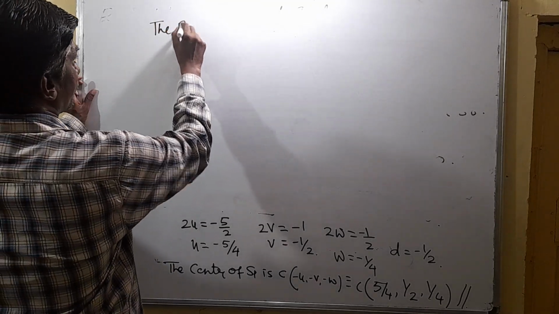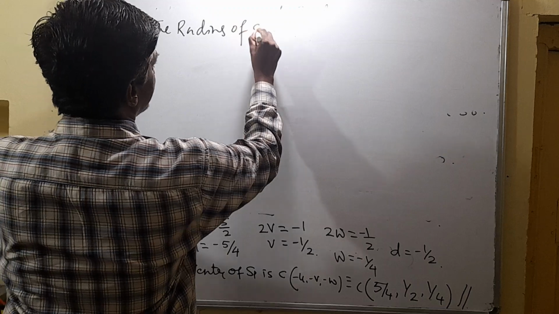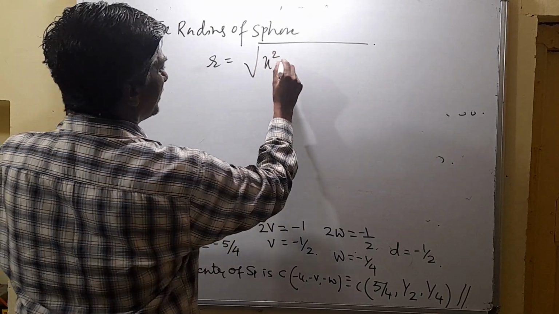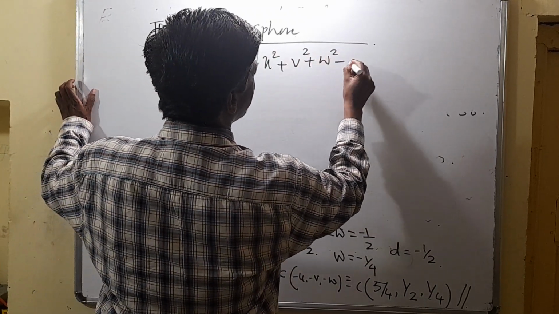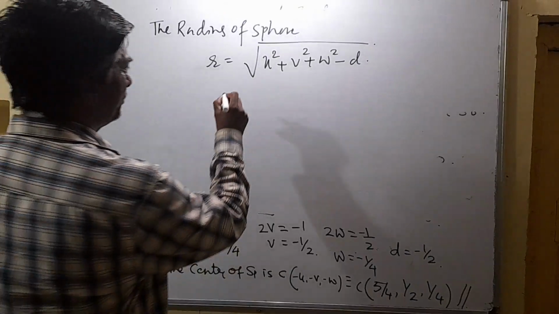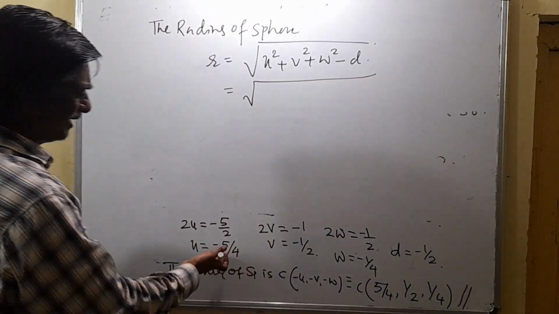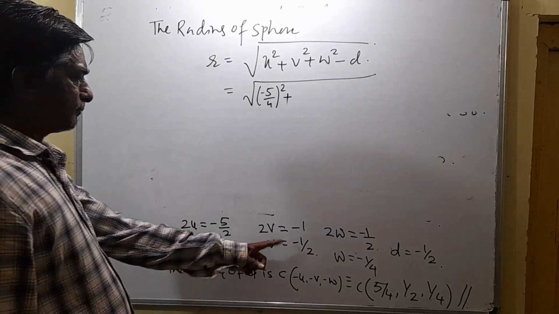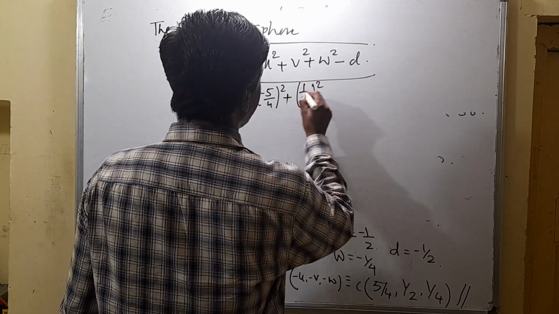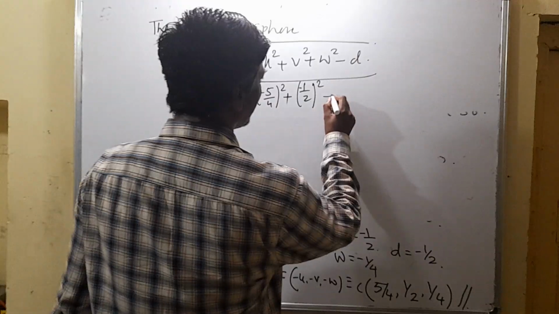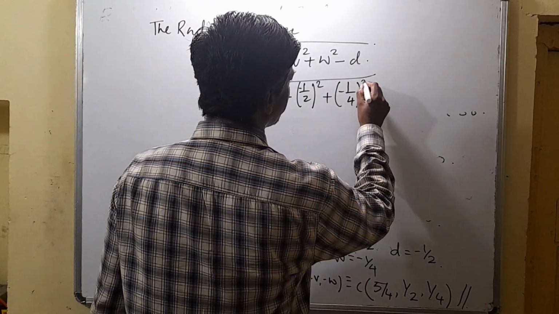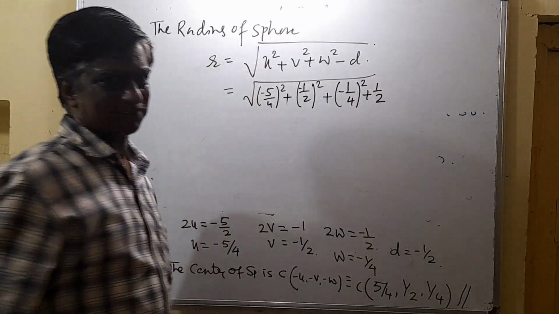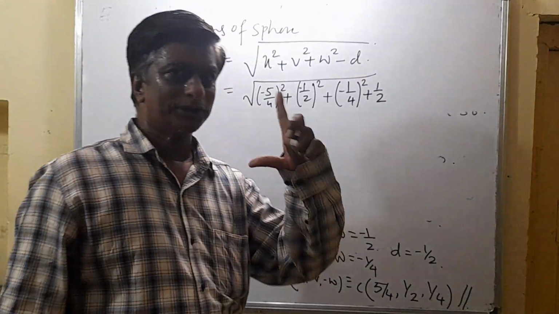The radius of the sphere R equal to, what is the formula? Same, square root of U square plus V square plus W square minus D. Put the value of U, V, W, which you already found out: minus 5 by 4 bracket square plus minus half bracket square plus minus 1 by 4 bracket square, minus D. Here D is minus, so it becomes 1 by 2 plus. Correct? Sign is very important here.